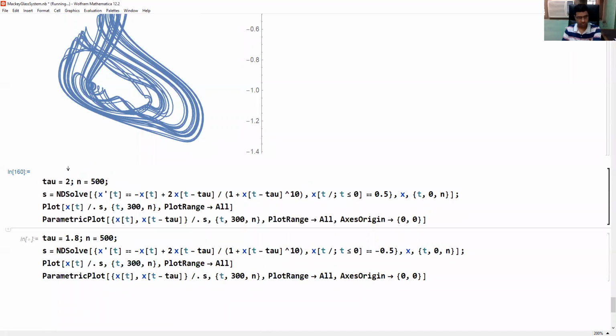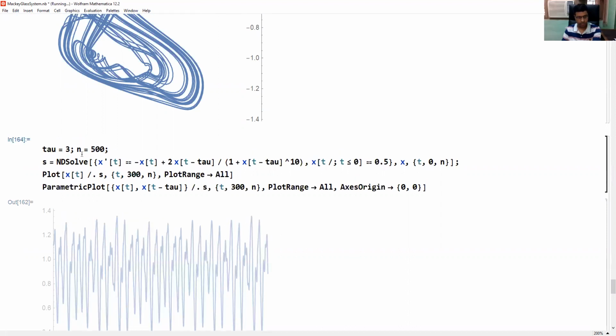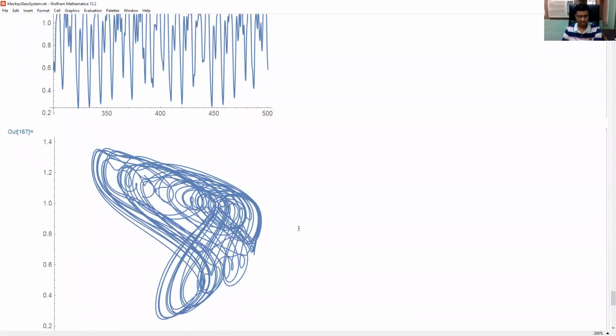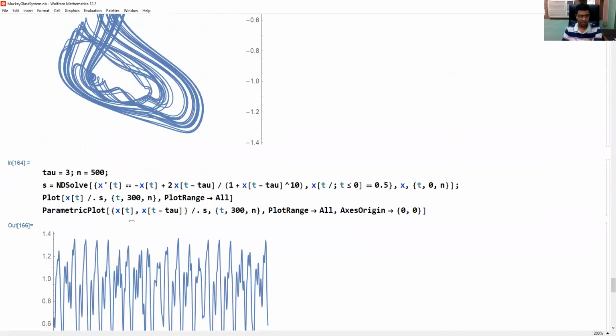If we select tau equal to 2, then again chaos. Okay, let me select say T. Something like that. Okay, so chaotic attractor, but slightly different. So you may try different initial conditions and search for different behaviors.